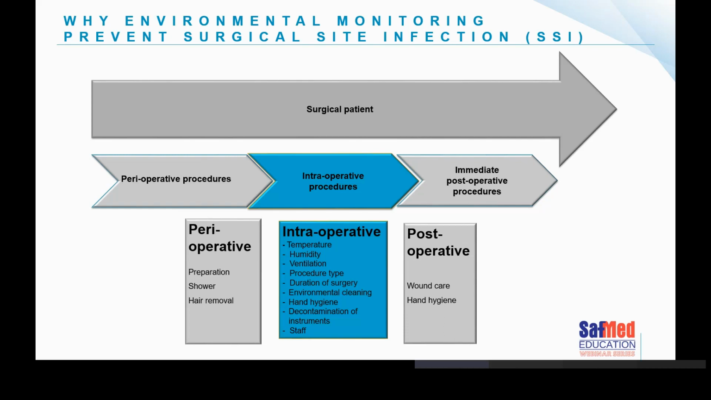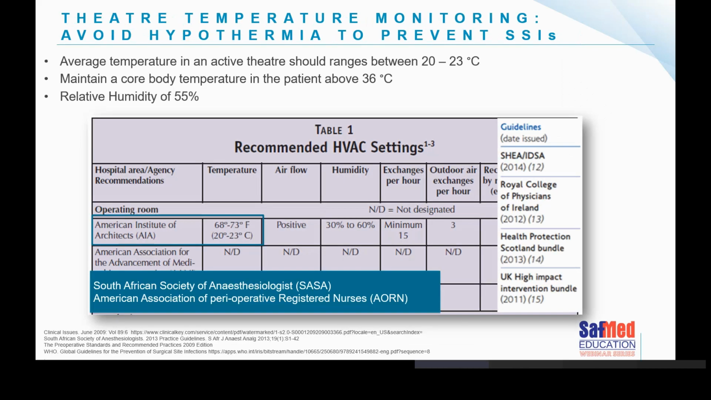So if we look at the theatre temperature and the impact it has on surgical site infections, the important thing is hypothermia, or we want to prevent hypothermia in surgical patients. So the average temperature in an active theatre should range between 20 to 23 degrees Celsius. We need to maintain a core body temperature in the patient of above 36 degrees Celsius, and the relative humidity should be around 55%. There are a number of guidelines where they detail these parameters specifically related to temperature.